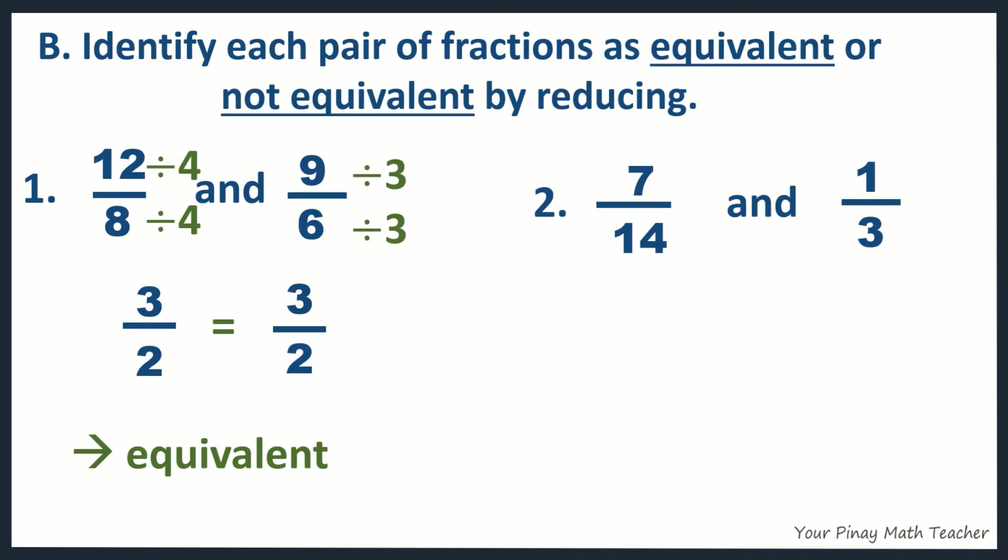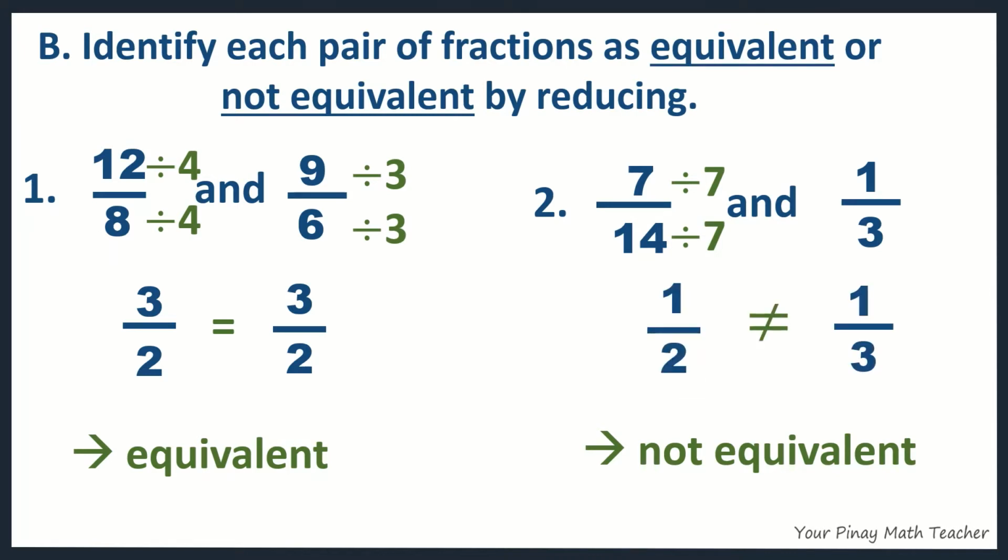Number 2, 7/14 and 1/3? The answer is not equivalent because 7 and 14 can be divided by 7 and the reduced form is 1/2, which is not equal to 1/3.